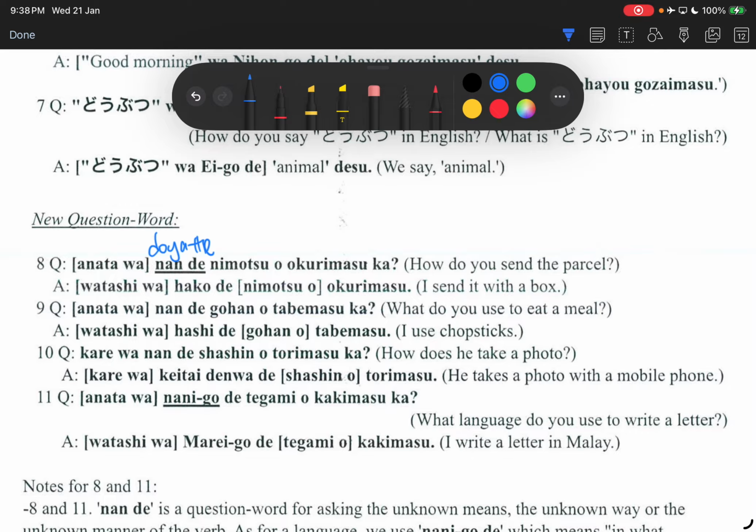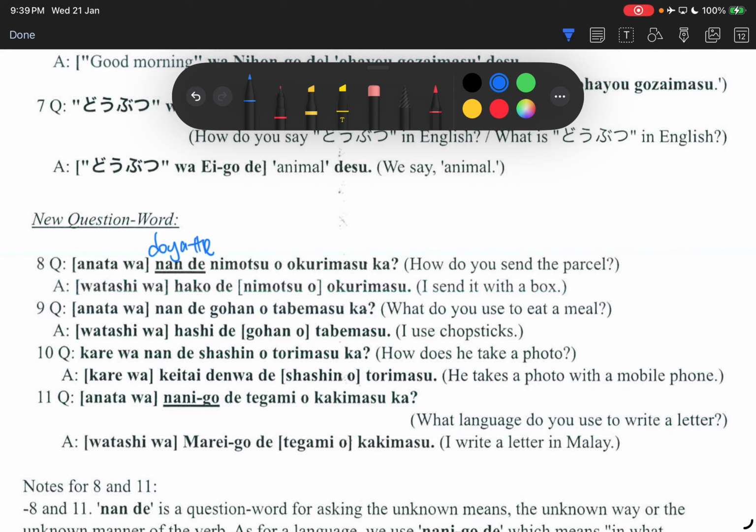Okay, then number 10. 彼はなんで写真を撮りますか? So 撮ります has two meanings. One is to take a photo, one is to take something, like take things. So in this case, take photo, 写真を撮ります. So what do I do to 写真? I took the photo, right? So なんで is our question here. So なんで means by what, or with what. So with what did he take a photo? So A replies 携帯電話で.